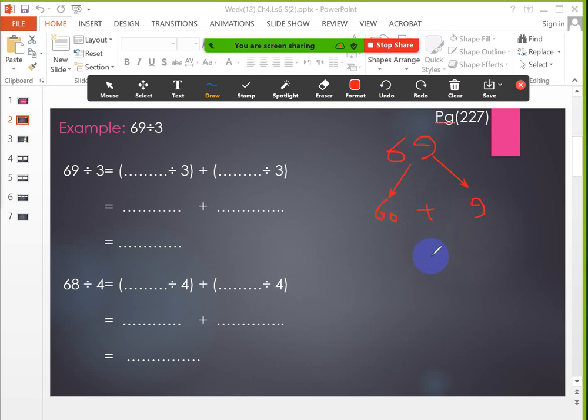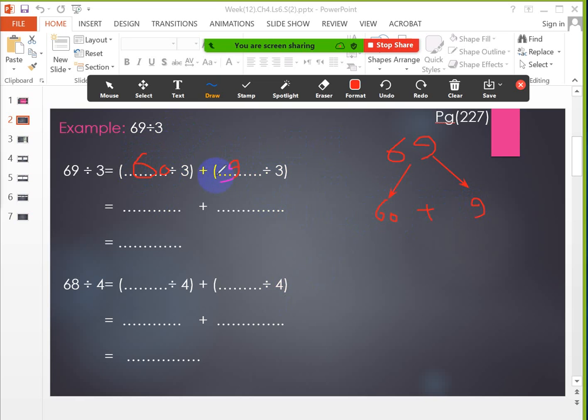So I can't choose any numbers. The addition of these two numbers is 69. No. I have to choose numbers able to divide by the divisor, which is 3. So I have to choose numbers I can divide by 3. That's why I choose 60 and 9. So the first number is 60 and the second one is 9.